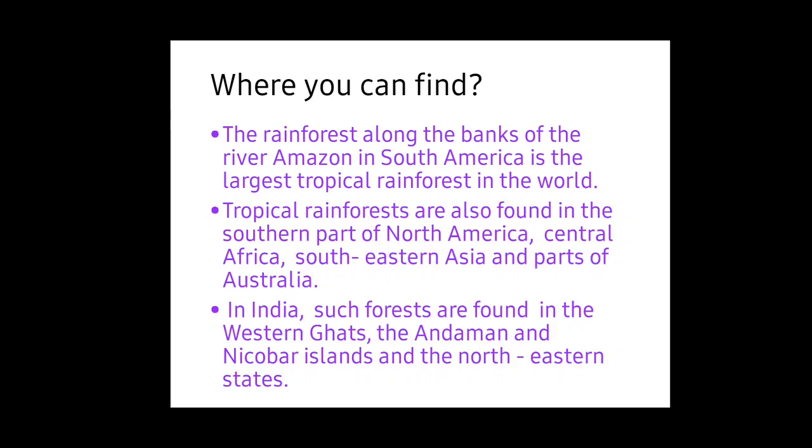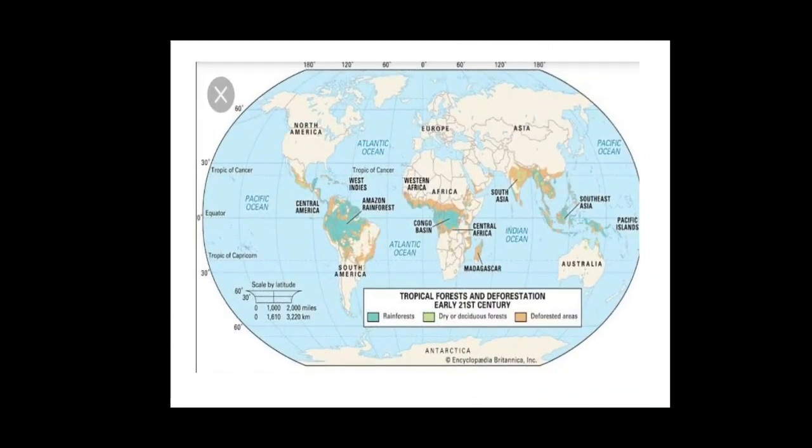Let me show you a picture of it. It will be easy to find. See, in this world map, the dark green portions denote the tropical rainforest. If needed, you can take a screenshot of it. So you can see that all the green shades lie along the same line. It is in between the torrid zone.